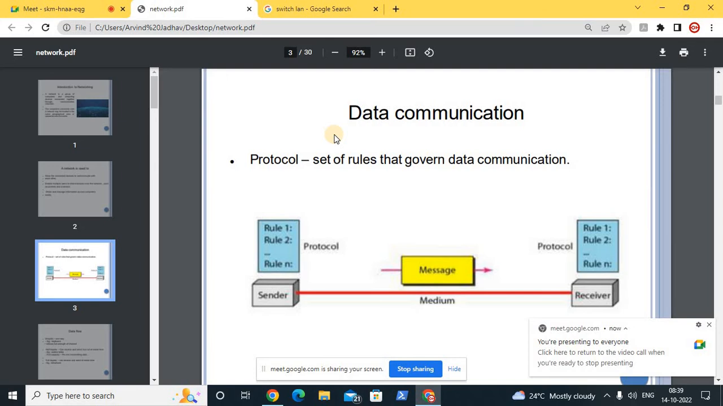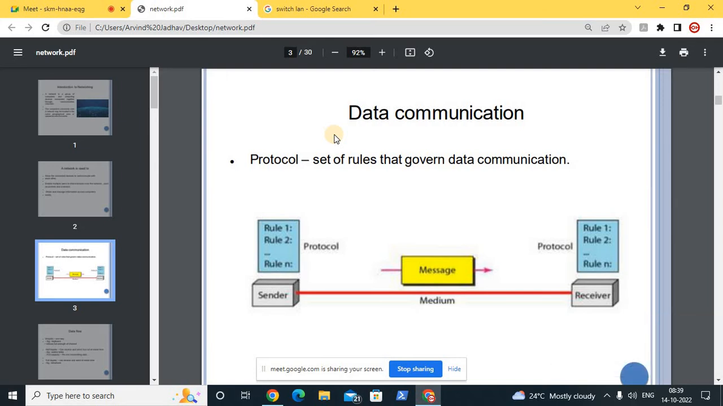For example, I want to conduct a lecture. So what is the rule? First of all, we need to connect all students by using a platform. Either I can use Google Meet, or I can use the app. So these are the rules.